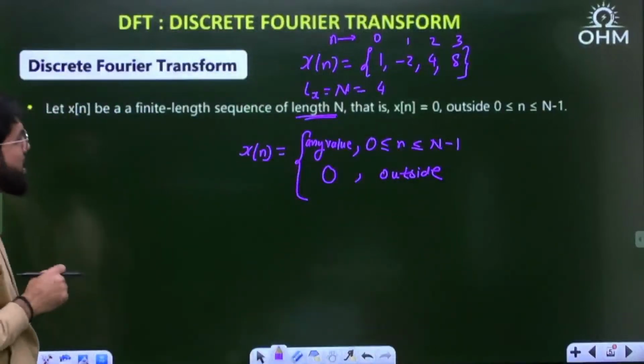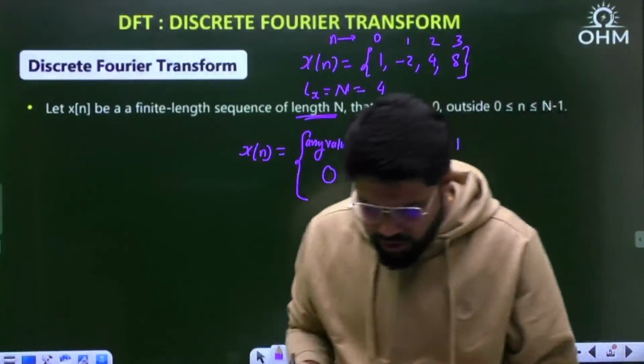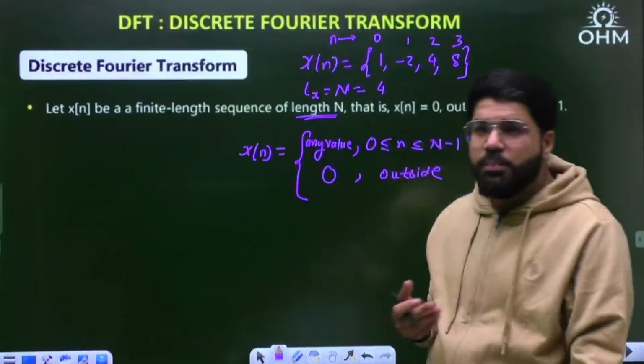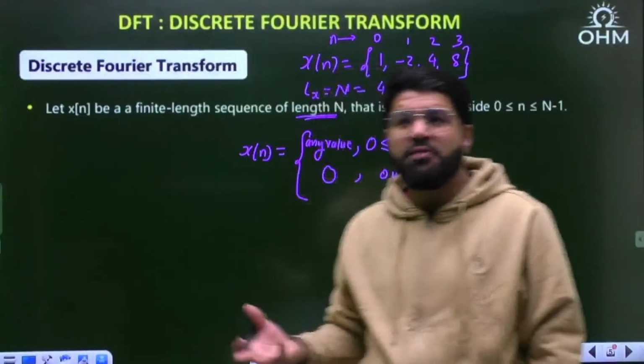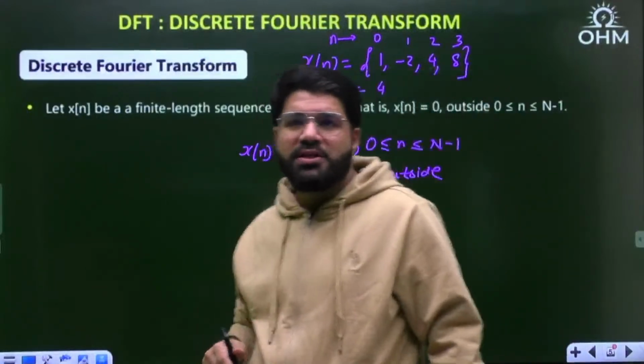Considering finite length signals, because if you want to talk about the Fourier transforms of discrete signals to be processed using a computer, first of all, it must have finite length so that you can input that particular signal to a digital machine.